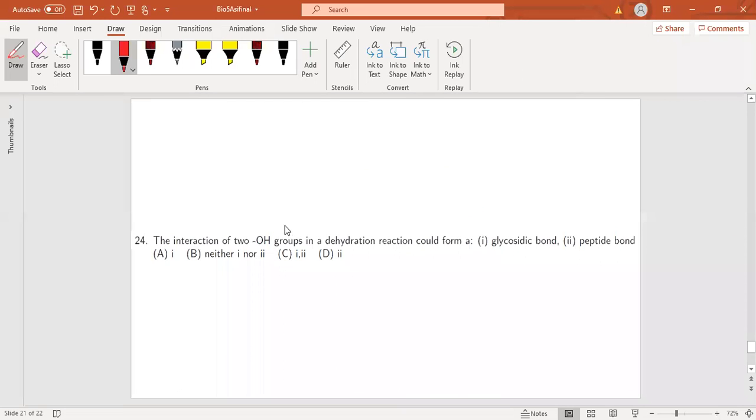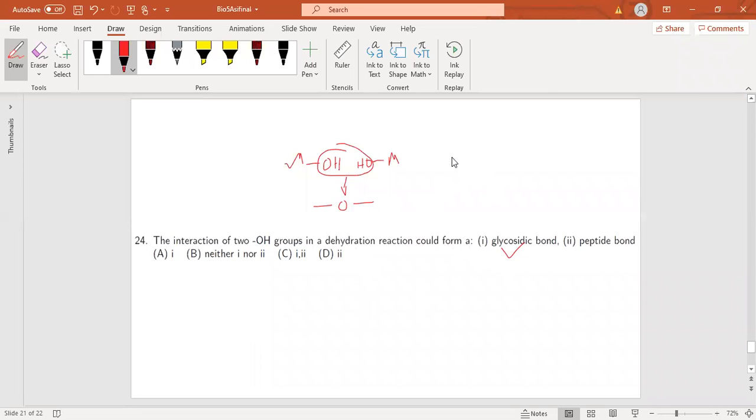So 24 is saying an interaction of two hydroxyl groups in a dehydration reaction could form a glycosidic bond or a peptide bond. Let's talk about glycosidic bonds. They're between two carbohydrates, right? Every carbohydrate we know has OH groups on it. So we have an OH on this side, and let's say we have another OH on this side. These are two monomers, and they combine to dehydrate into a polymer with a glycosidic linkage in between, and they release a water.